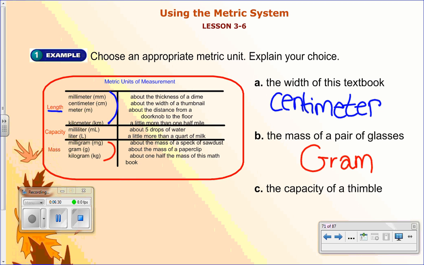All right, and then C, the capacity of a thimble. Now, some of you might not know what a thimble is, and maybe you had to ask a parent or maybe even a grandparent. But really what it is, it's a very tiny looking little cup almost. Sometimes they wear it on like their thumb when they're sewing, I think. I think that was the use of it. So we know we're looking at capacity, and we have to look, is it a milliliter or a liter? Well, if it's a teeny tiny little cup, it's going to be a milliliter. There we go.